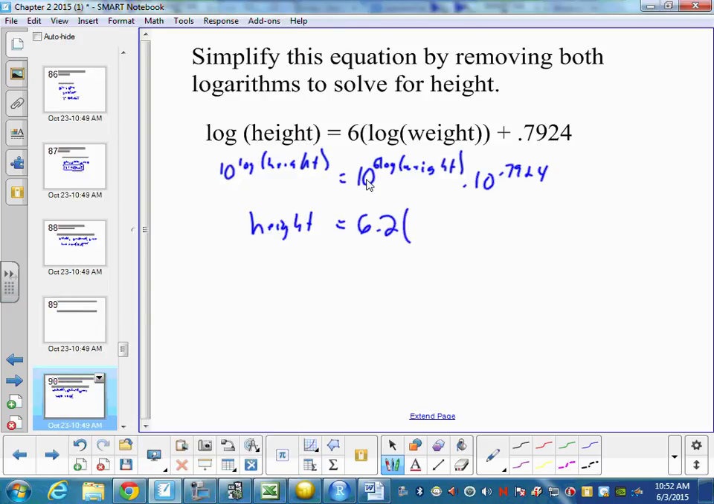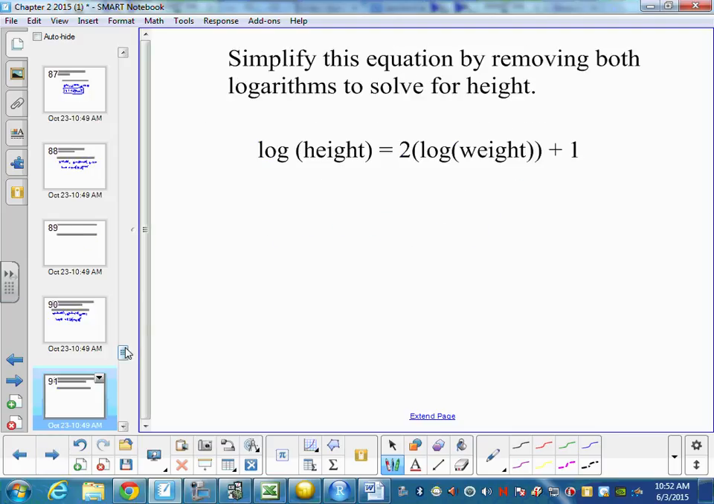And now here, I want to get rid of this log, so I'll take 10 to the log of weight, which just becomes weight. Now, since 10 to the log of weight cancels each other out, that 6 is still stranded up in the exponent. So it looks like this. So now it becomes a power equation rather than an exponential.